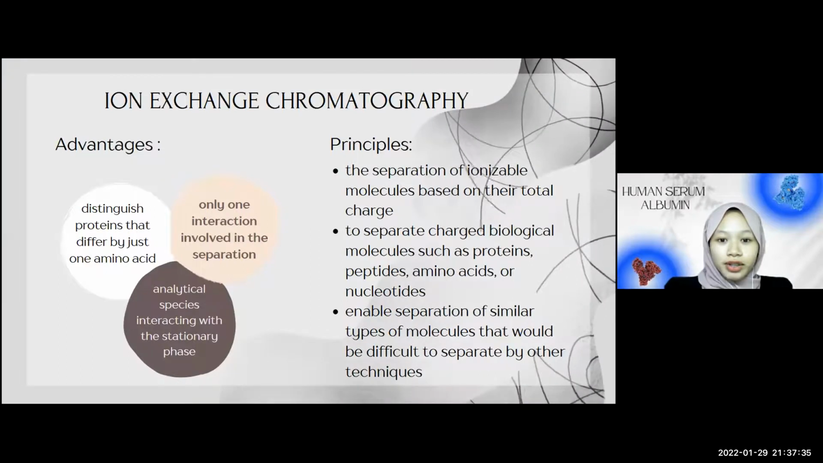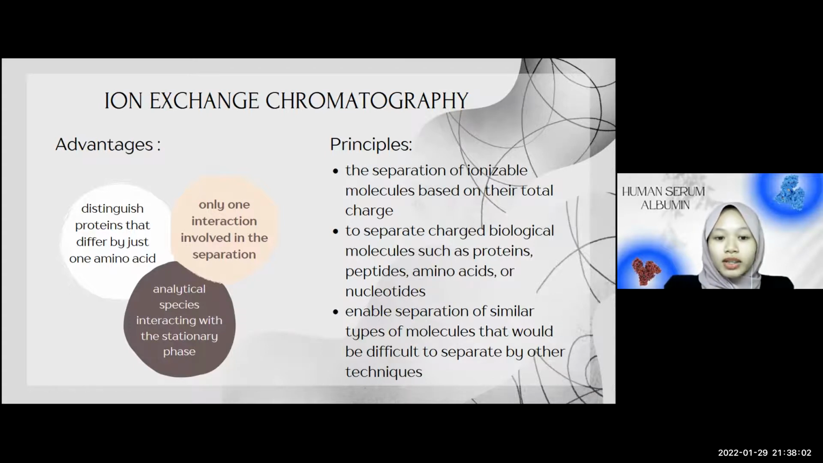The purification method chosen for the separation of albumin from vital foods is ion exchange chromatography (IEC). IEC has its advantages, such as the ability to distinguish proteins that differ by just one amino acid. Besides that, ion exchange has only one interaction involved in the separation, which is the analytical species interacting with the stationary phase. The principle behind this chosen chromatography technique involves the separation of ionizable molecules based on their total charge.